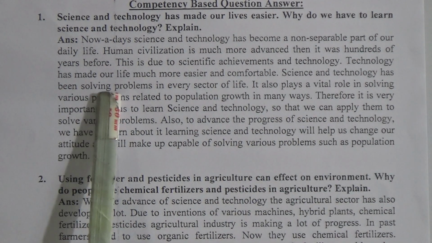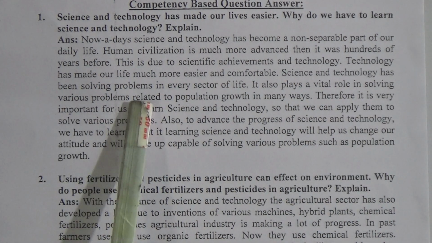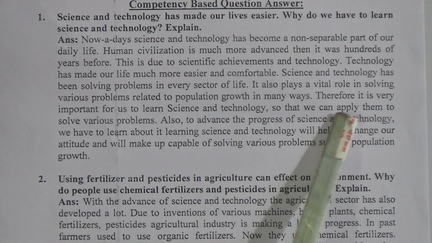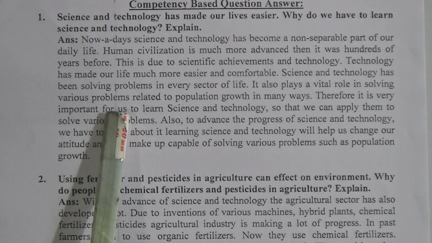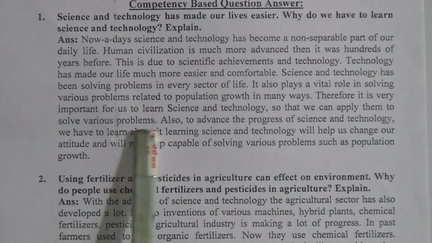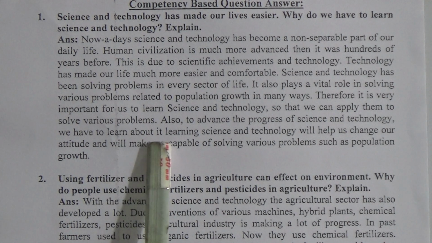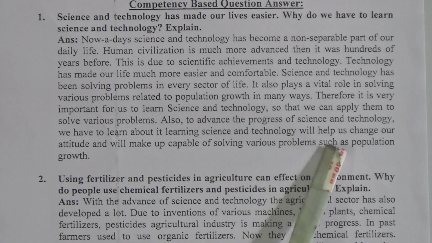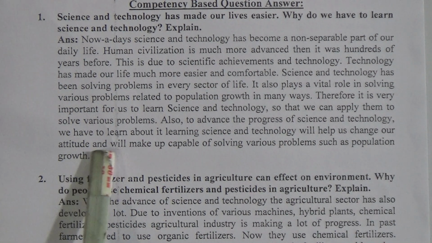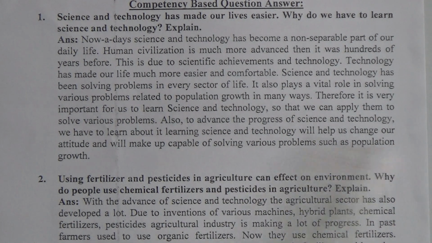Science and technology has been solving problems in every sector of life. It also plays a vital role in solving various problems related to population growth in many ways, and therefore it is very important for us to learn science and technology so that we can apply them to solve various problems. Also, to advance the progress of science and technology, we have to learn about it. Learning science and technology will help us change our attitude and will make us capable of solving various problems such as population growth.